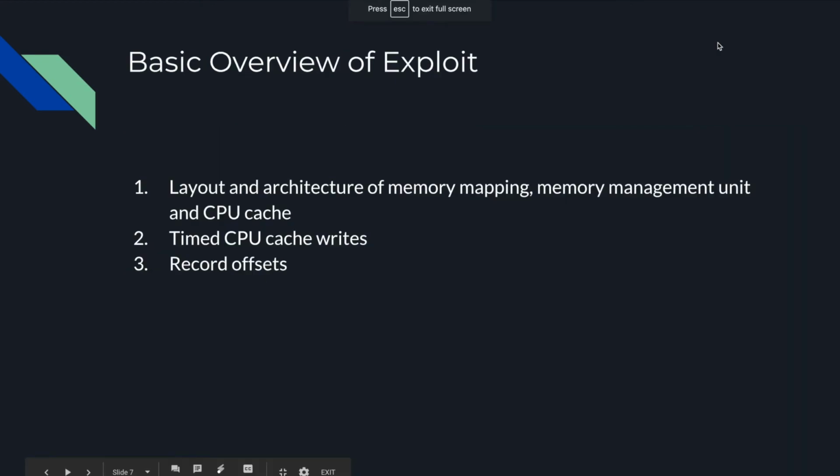So now we're going to talk about the basic overview of the exploit. The most difficult part of the exploit is understanding the layout and architecture of the memory mapping, memory management unit, and the CPU cache. Once you understand how these three components work in conjunction, the actual exploit is surprisingly simple. While one cannot read any data from the CPU cache, one can write to the CPU cache. Also, logically, if the write to the cache were to overwrite any part of the page map, then the MMU would have to go and perform a page walk in order to retrieve the correct mapping, and retrieving this correct mapping would in turn take more time.